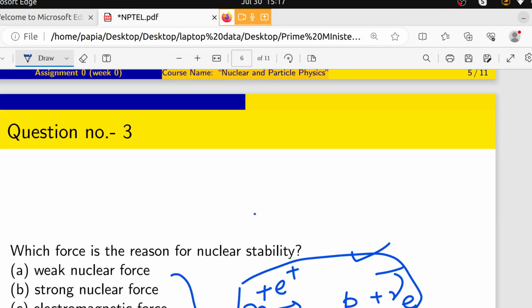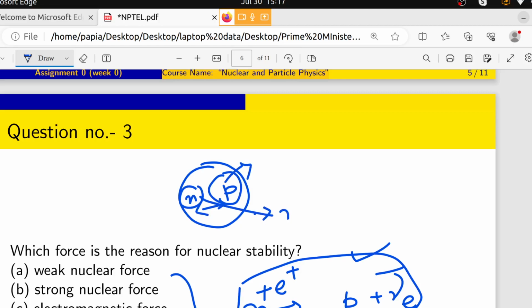You all know that inside the nucleus there is neutron and there is proton. The attraction between these nucleons, as they are known, is governed by the strong nuclear force. So, strong nuclear force.